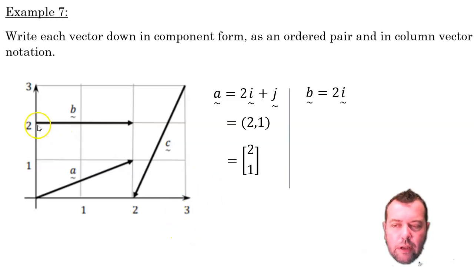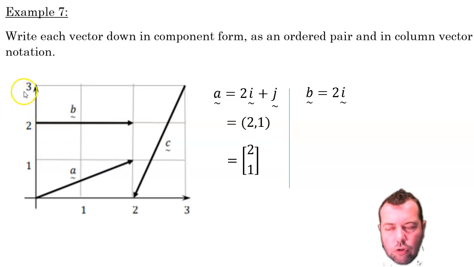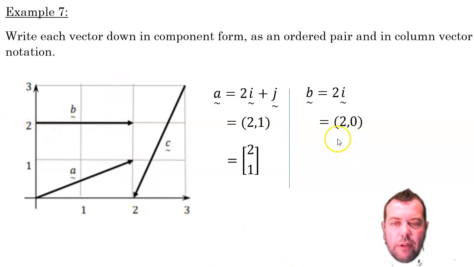Now, B. You can see it goes across 2. That means I've got 2i, but no j, so I'm just going to write it as 2i. Right? The vector B is 2i. Now, as an ordered pair, that vector might finish at (2, 2), but that's not where it's gone. It's gone 2 across, that's true, but it's gone up 0 from its start point. So, as an ordered pair, it's (2, 0). That's what the vector B looks like. And the column vector, 2 over 0, like that.